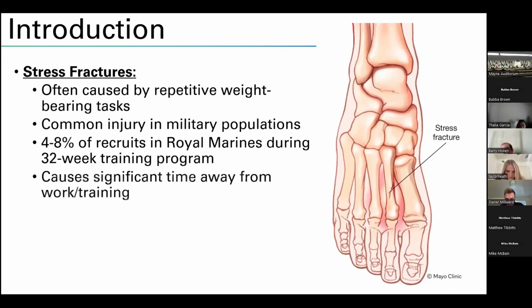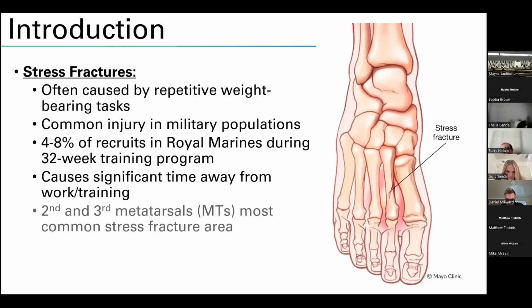And whenever these people sustain these injuries, there is a significant time away from work or training that obviously impinges upon productivity. So the metatarsals as a whole have been identified as an area that's very likely to have stress fractures, but the second and third metatarsals specifically are the most common ones to be affected. The reasoning for why these two are considered most prone is different.